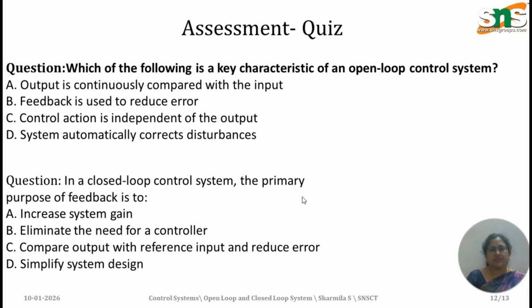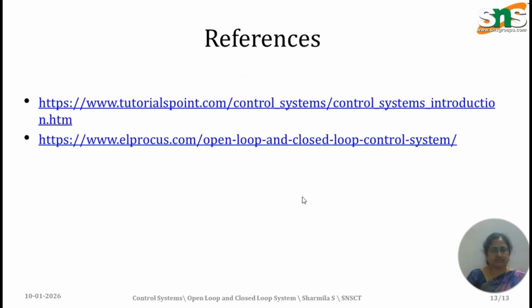Now the assessment session. The first question is, which of the following is a key characteristic of an open loop control system? The answer is that the control action is independent of the output. The second question is, in a closed loop control system, what is the primary purpose of feedback? The answer is to compare the output with the reference input and reduce error. These are all the references.